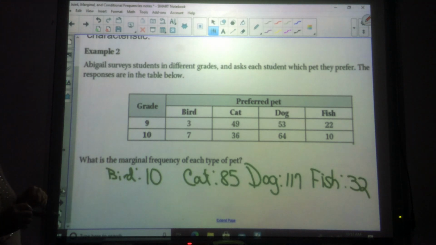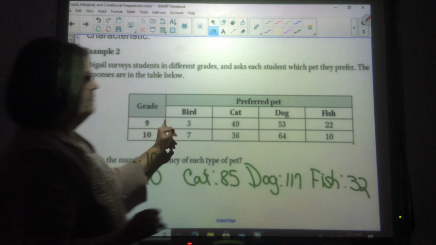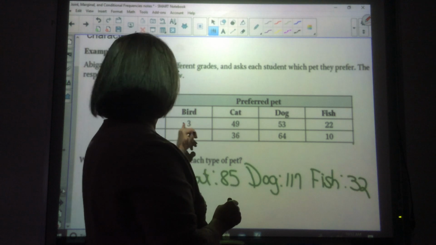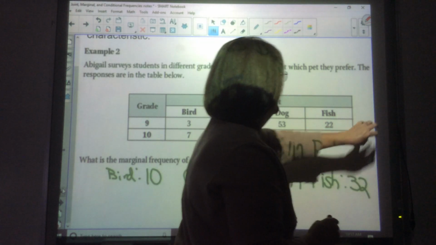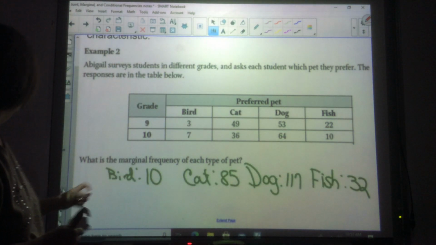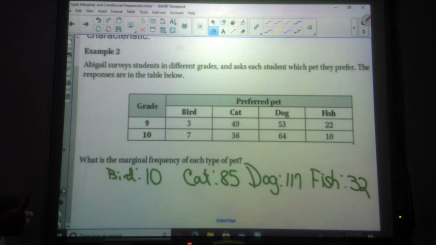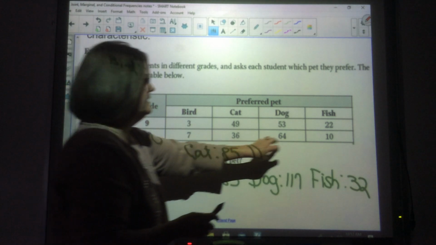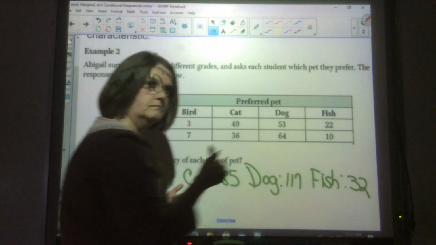So, that's what marginal frequency is. If I were to add these up, and I'm not going to add these in my head, that would be 9th grade here. I think you get the idea. Okay, that's marginal frequency. You're honestly adding the margins. It's in the margin. That's kind of what it means.